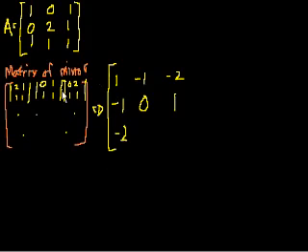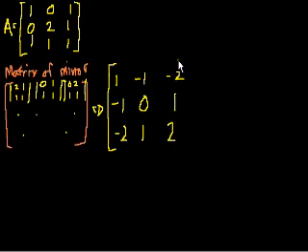Minus 2. Then we're in row 3, column 2. So we cross out row 3, column 2. And you have 1 times 1 minus 0 times 1. So that's just 1. Last one, row 3, column 3. So we cross out row 3, we cross out column 3, and you're just left with 1 times 2 minus 0 times 0. So that is 2.